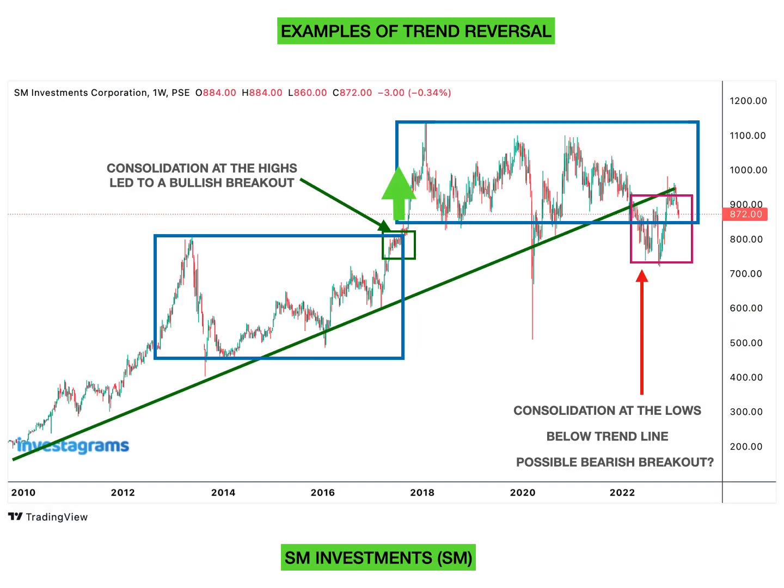We can see the same story for the SM Investments chart. Price already broke below the uptrend line, and is also consolidating at the lows of the box. This means that the selling pressure is much stronger than the buying pressure, which could possibly lead to a bearish breakout. Price had been retesting the support line several times, and it had also been trying to break above the uptrend line to go back to an uptrend, but it fails.